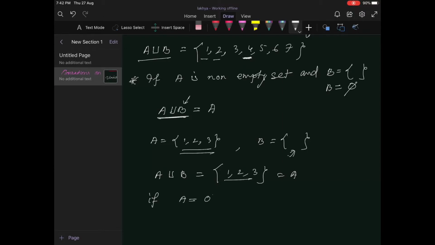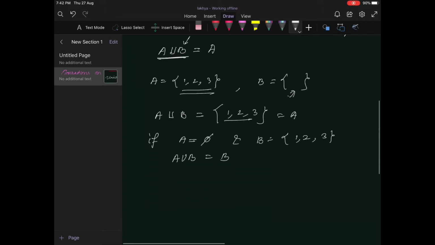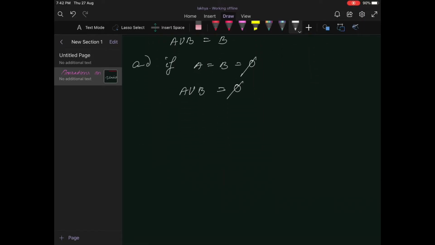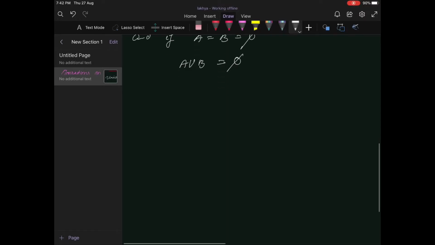Similarly, if set A is an empty set and set B is something else, suppose 1, 2, 3, in this case A union B must be equal to set B. And if both A and B are equal to ∅, then A union B is also equal to ∅. Now next, intersection of two sets.